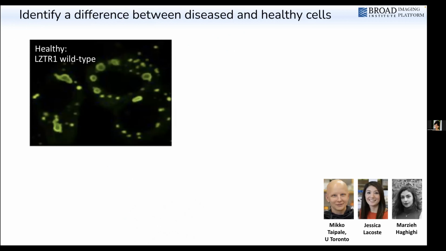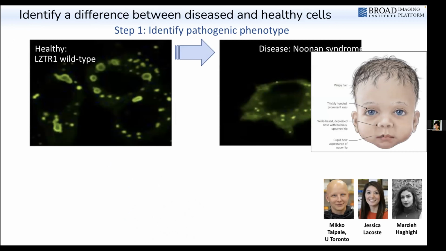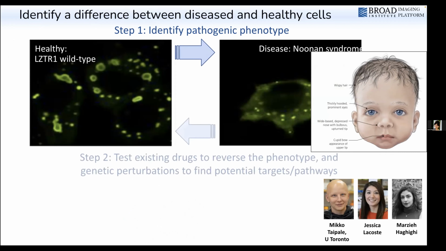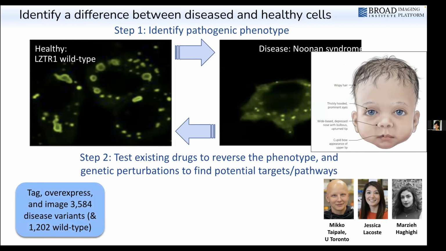Together with Miko Taipale's lab at the University of Toronto, we're exploring this exact idea in the context of rare diseases. As an example, if we label a protein such as LZTR1, it has a certain localization shown here. But if you make the mutation in that protein that causes Noonan syndrome, you see an obvious change in the protein's localization. The phenotype is so clear that we can now readily test drugs to try to make the disease cells look healthy again using automated image analysis. So we can scale that up.